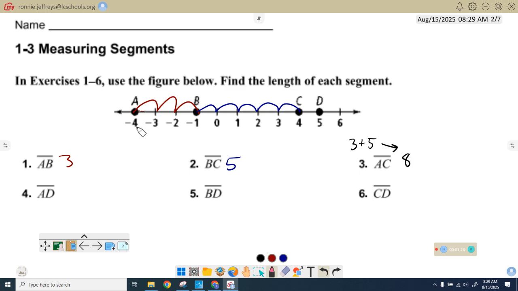Let's go from A to D. Well, from A to C is 8, and then this is 1. So what is 8 plus 1? Ha! 9. Awesome. Some of you are like, I didn't even have to take off my shoes to do this one. Now, all right. So from B to C is 5. So this would be 6. And we've already done C to D, which is 1.